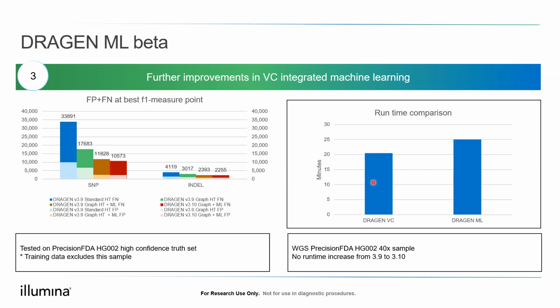You can see here the runtime. If you run the Germline caller for a 40x sample with map align, it takes about 20-ish minutes to run. When you turn on the ML, it takes about 25 minutes. So about 5 minutes of additional processing time to get improved accuracy on this pipeline.